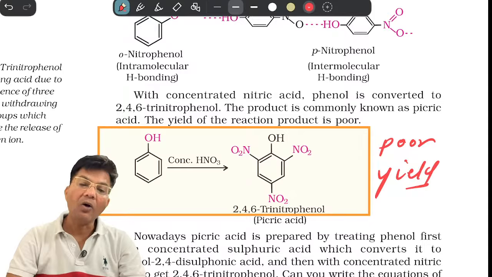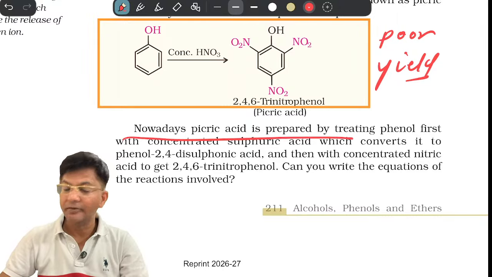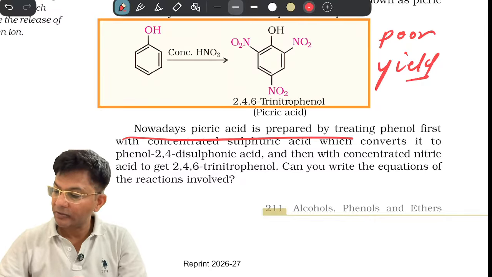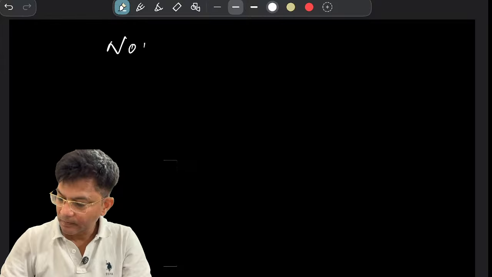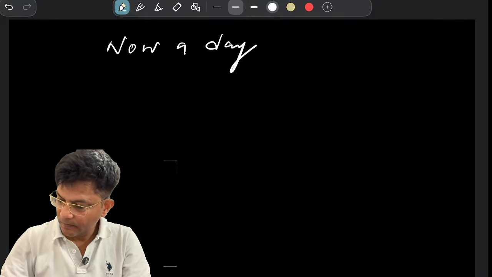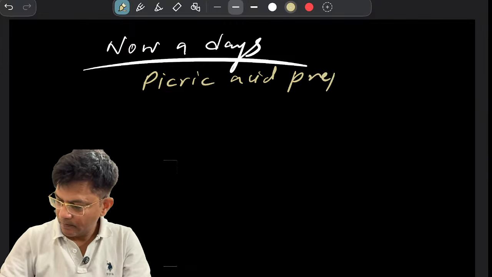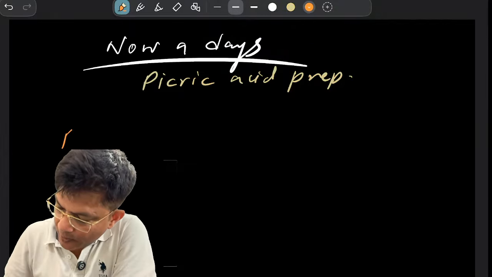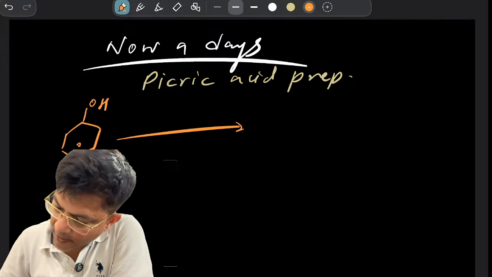So nowadays how is this carried out? It has given the challenge. Nowadays picric acid is prepared by, so Baba will let you know, and then Baba will move to cleavage of ether, then the session will get over, right? Now let's see, kids, how picric acid is prepared nowadays. They will take phenol, they will react it with sulfuric acid or oleum, sulfonation. They will carry out sulfonation.